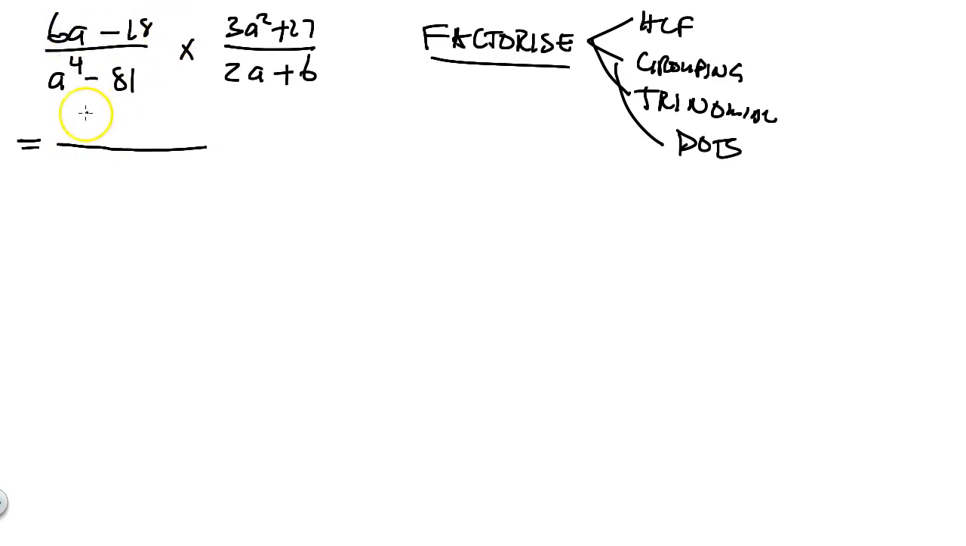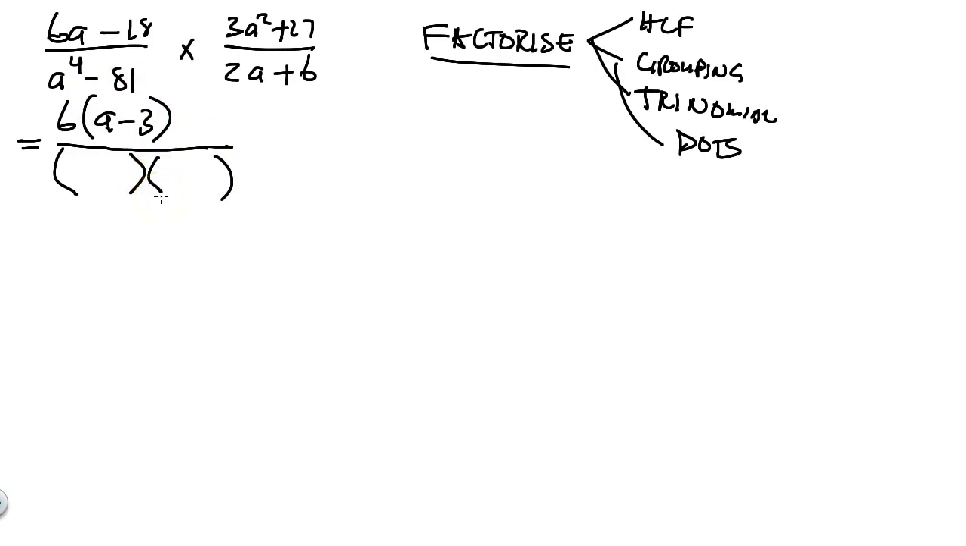Look here, 6a minus 18, I want to remove a HCF here. Are you with me? So it'll be 6 into a minus 3. 6 times a is 6a. 6 times minus 3 is minus 18. Can you see that? a to the 4 minus 81. Do you recognize that? That's a difference of two squares.